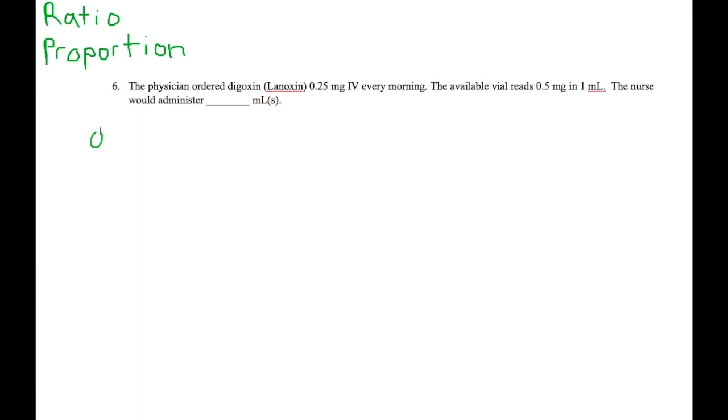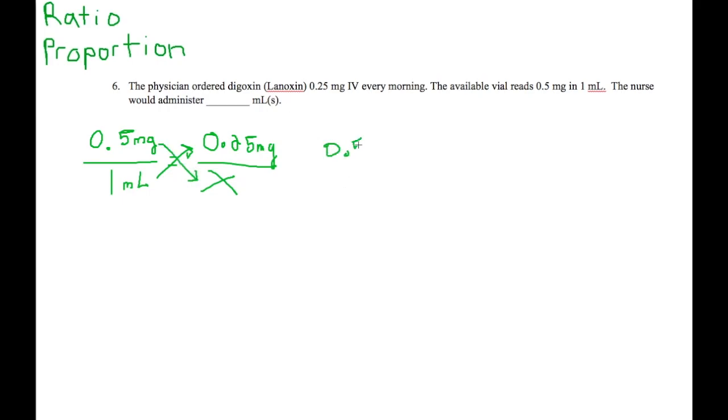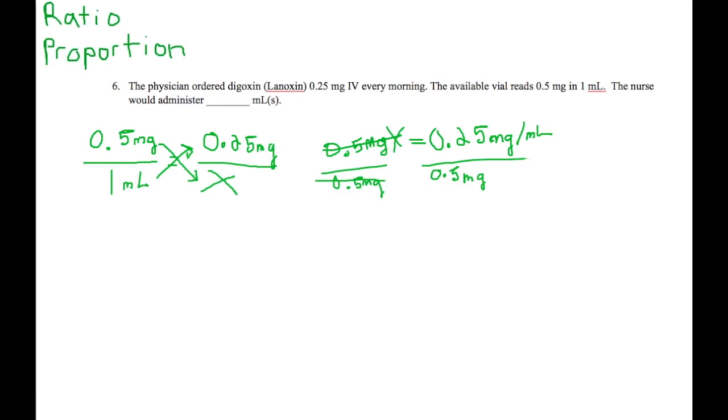So we know that there's 0.5 milligrams per every mil, which would be equal to 0.25 milligrams per X mils. We cross multiply and we end up with 0.5 milligrams X equals 0.25 milligrams per milliliter. We divide both sides by 0.5 milligrams and we end up with 0.5 milliliters.